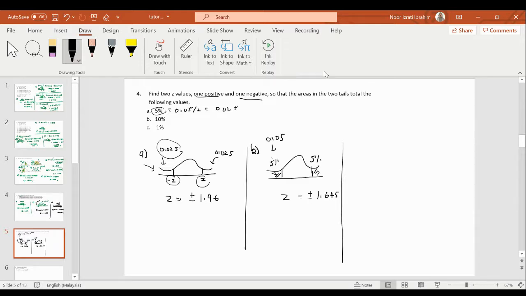The C is 1%. Total of the left tail and the right tail is 1%, meaning this is 0.5% and this is 0.5%. So when we convert it to the decimal, it will be 0.005. Here also 0.005. And from the table, the z is plus minus 2.575, which is in between 2.57 and 2.58. Same distance, so you will take the middle between the two. That is for the question number 4.